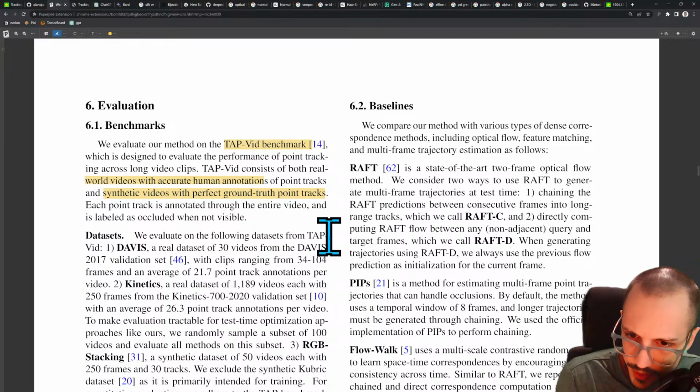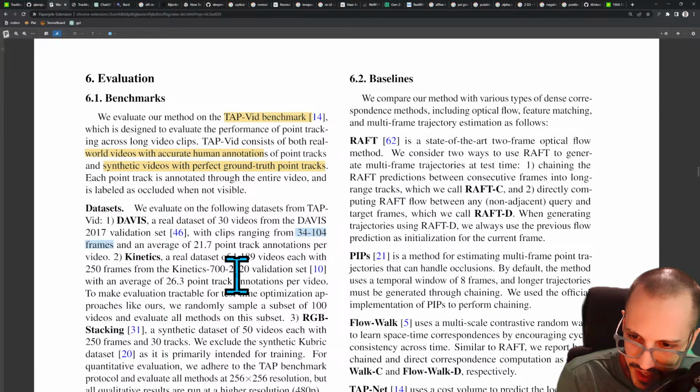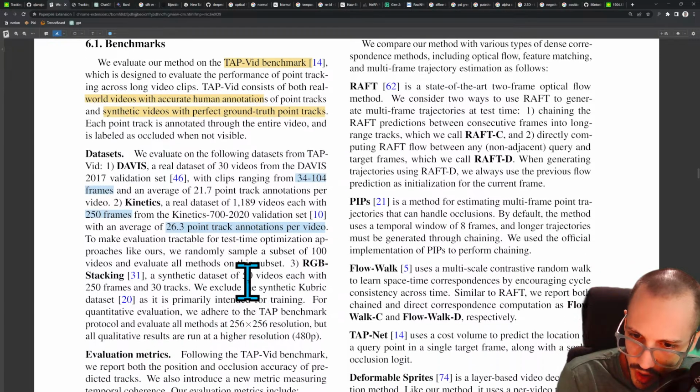We evaluate on the following datasets. DAVIS. Okay, so we've got clips of 34 to 104 frames. You've got Kinetics, which is about 250 frames with around 26 point tracks per video. RGB-Stacking, where each video has 250 frames and 30 tracks. So these are very short little videos, right? These are maybe 5 seconds, something like that.